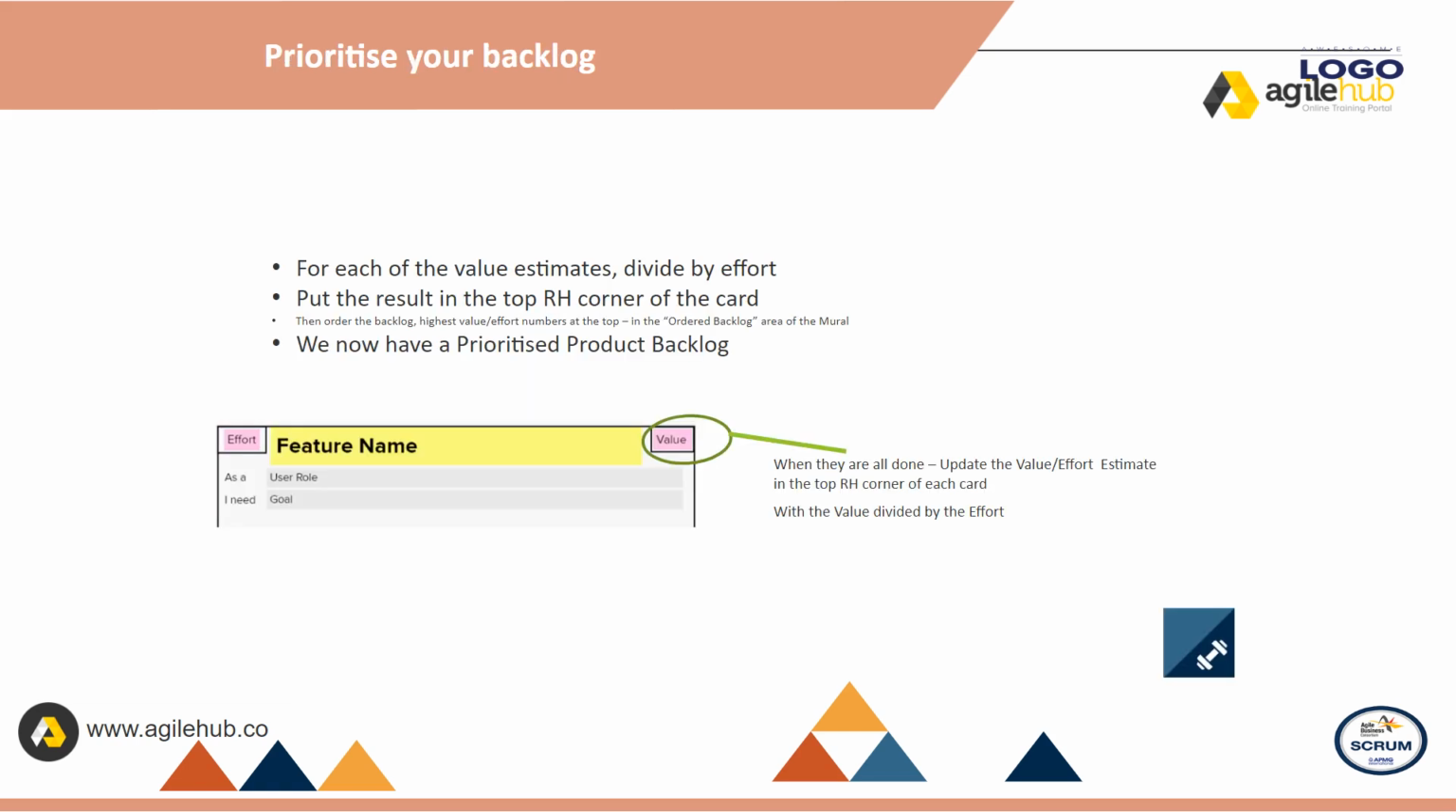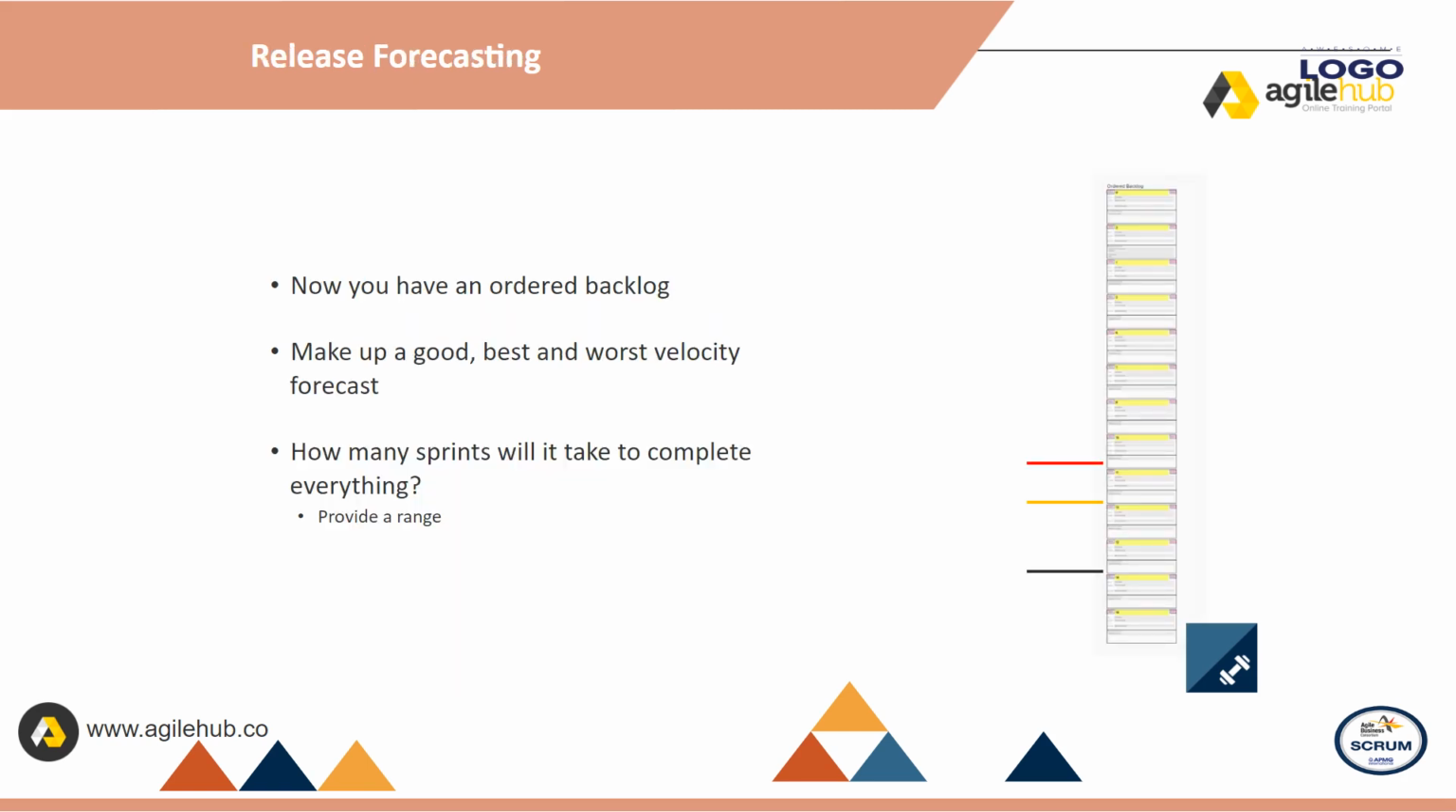Modeling. Prioritize your backlog. For each of the value estimates, divide by effort. Put the result in the top right-hand corner of the card. Then order the backlog, highest value/effort numbers at the top, in the ordered backlog area of the mural. We now have a prioritized product backlog. When they are all done, update the value-effort estimate in the top right-hand corner of each card, with the value divided by the effort.